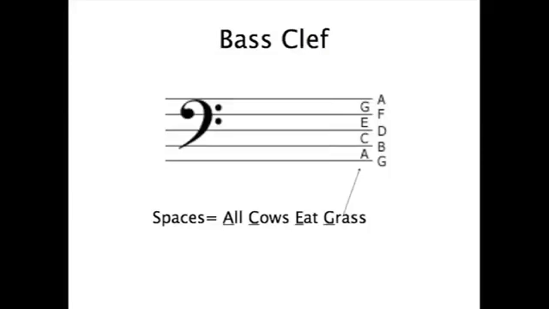Spaces are named. We don't have just one cute little word this time. We have to do another sentence: All cows eat grass. A-C-E-G. That way you know which space or which line is named for. If there's a note on one of those lines or spaces, you know what the name of it is, and you also know what sound you're going to create with it, what note to play.